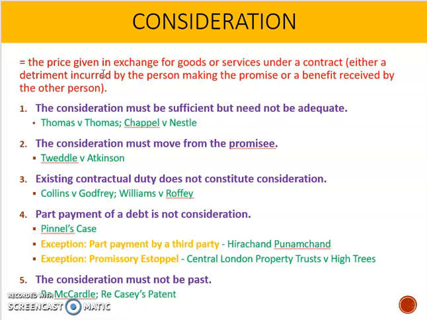And to summarise this topic, it's really crucial that you know these 5 rules of consideration. So consideration must be sufficient but need not be adequate. So as long as something's given in exchange, it could just be a penny, it could potentially be a chocolate bar wrapper, that can still amount to consideration. The consideration must move from the promisee, and that comes from the classic case of Tweddle and Atkinson.